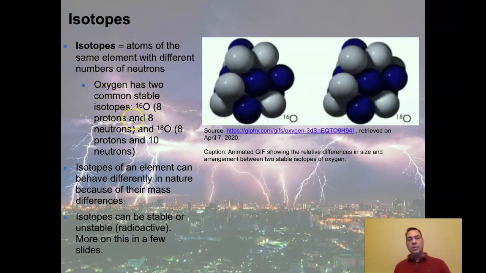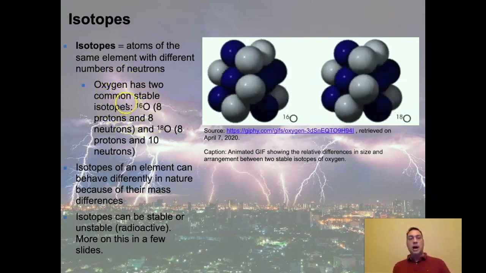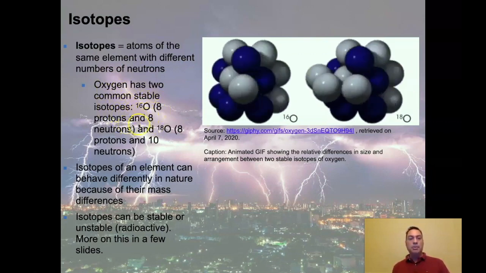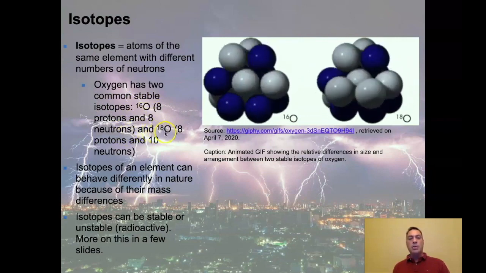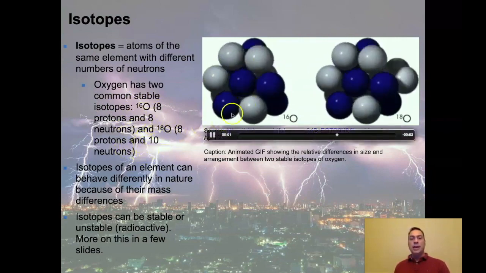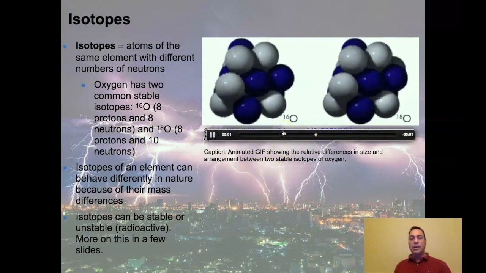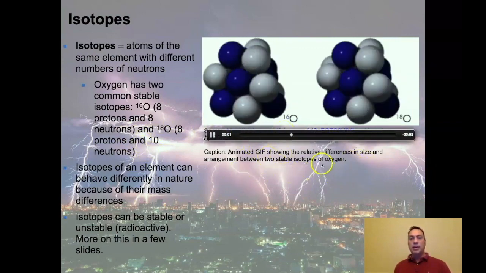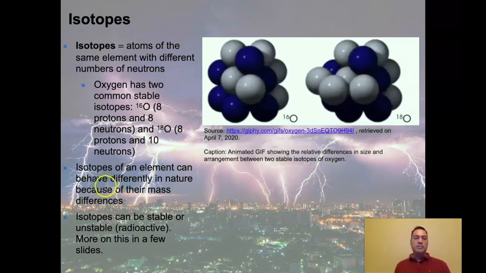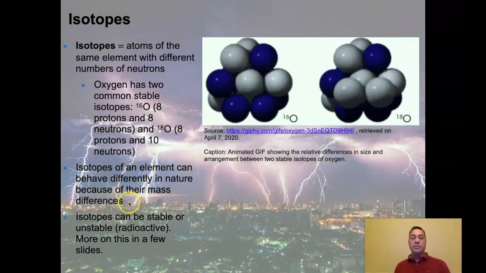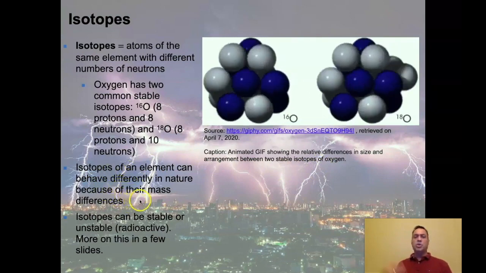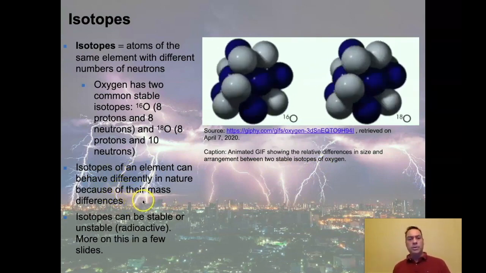So oxygen, we just mentioned this. Oxygen has 2 common stable isotopes. It has O16, which is 8 protons and 8 neutrons, and O18, which is 8 protons and 10 neutrons. And so here's a nice image showing what O16 and O18 look like when you spin them around. Isotopes of an element can behave differently in nature because of their mass differences. And we're going to get into that a little bit later on. It helps you track how things move through systems.